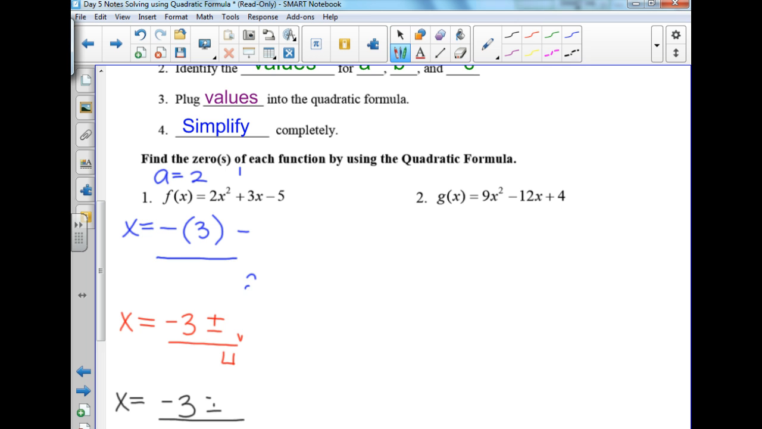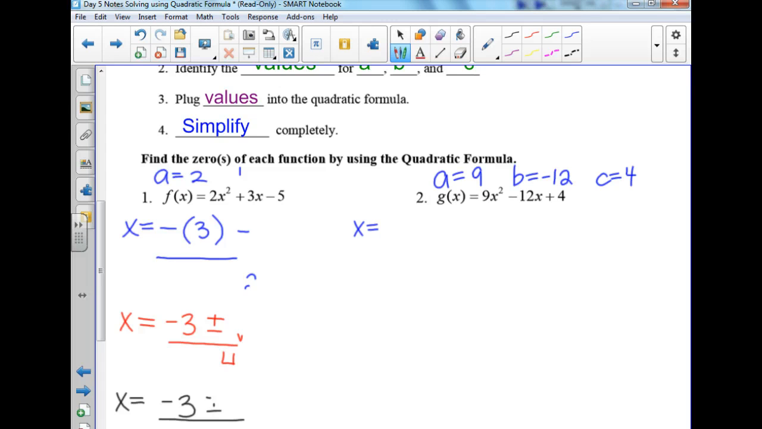Okay, so first let's identify A, B, and C. So what does A equal? 9. B equals -12. And C equals 4. Okay, plug it into your formula. Be extra careful. This first part people will mess up.